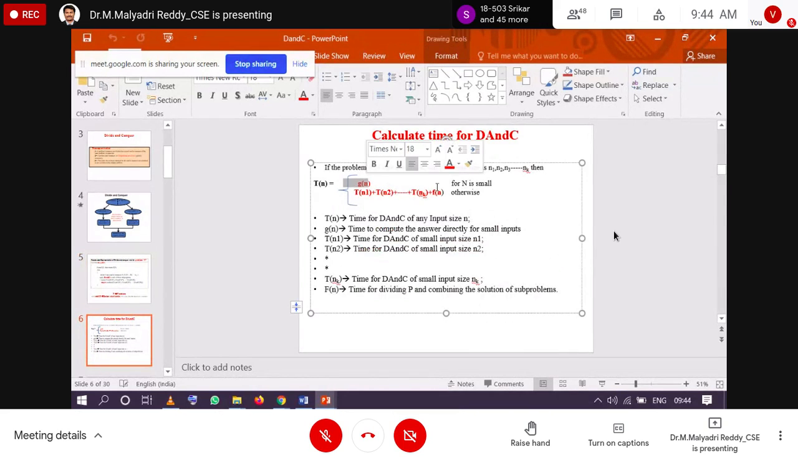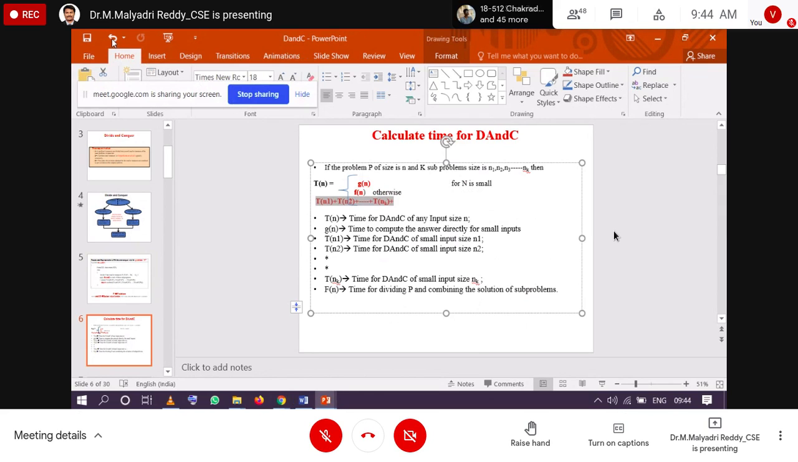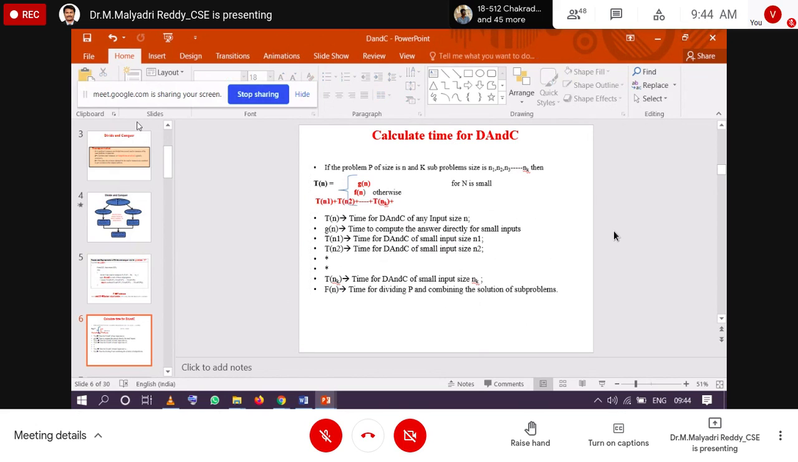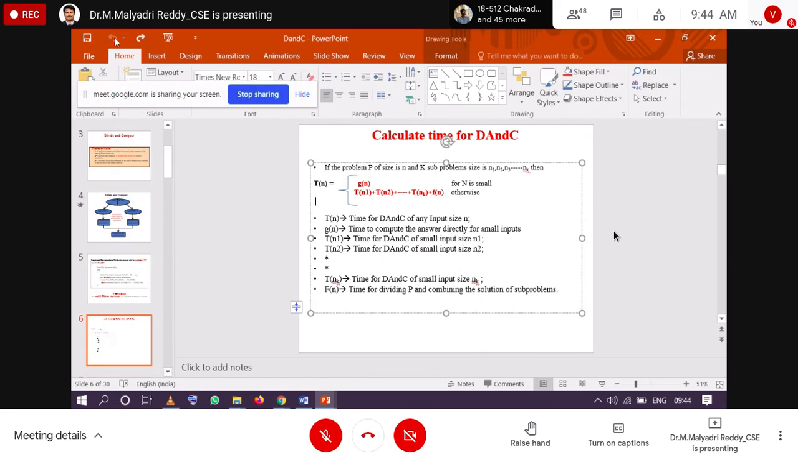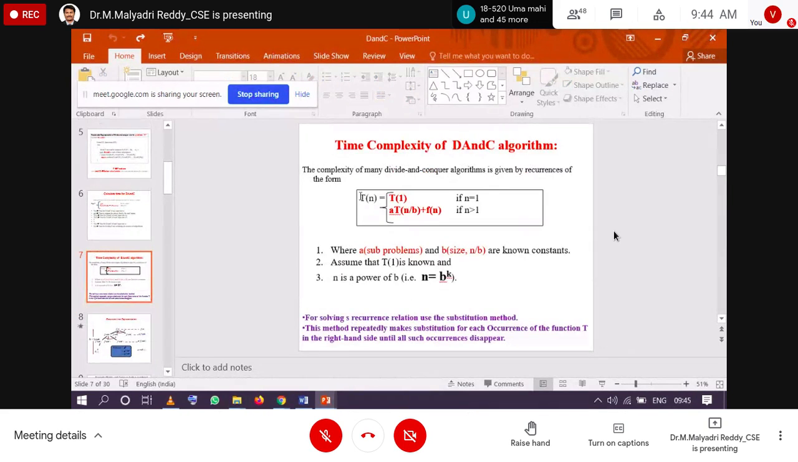So G of n: if n value is small, then you have to return the value. If it has sub problems, we have to write T of n1, which is the solution for sub problems, and F of n for the combining. Finally you will get that one. Srikar.